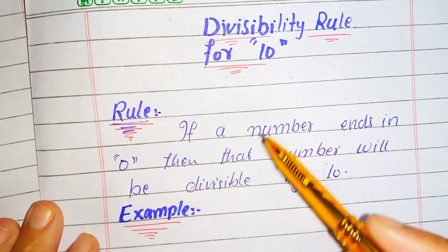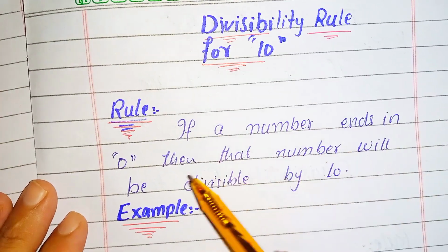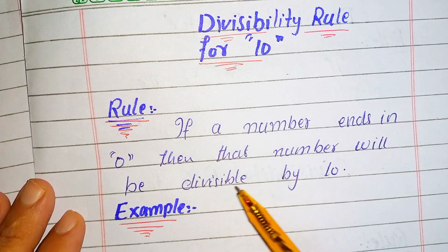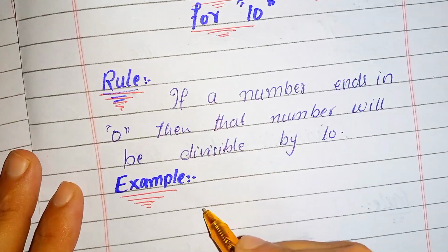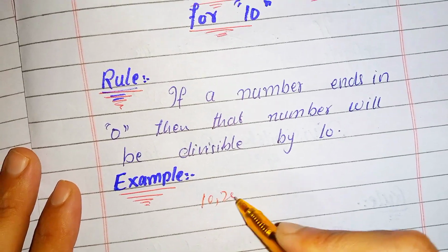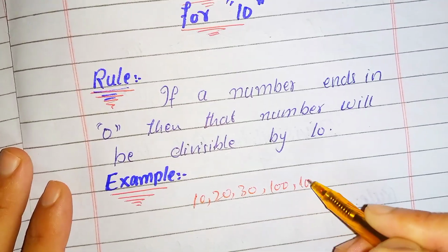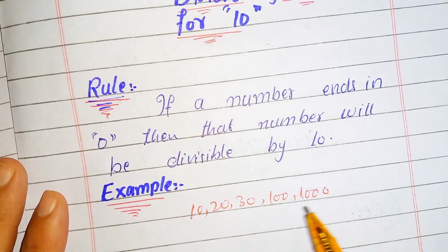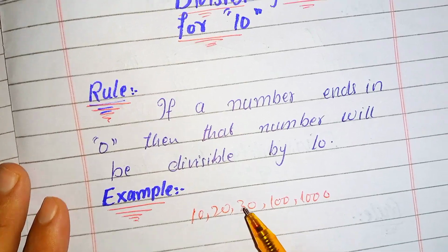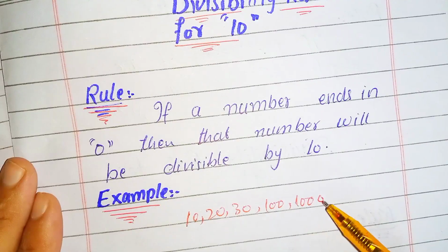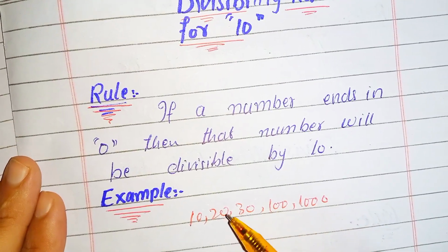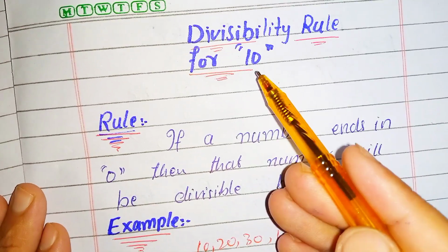Divisibility rule for 10. If a number ends in 0, then that number will be divisible by 10, just like 10, 20, 30, 100, 1000, etc. These are the numbers that are divisible by 10, with 0 at the end of each number. So we say that all of these numbers are divisible by 10, right?